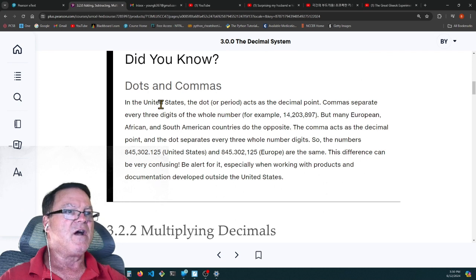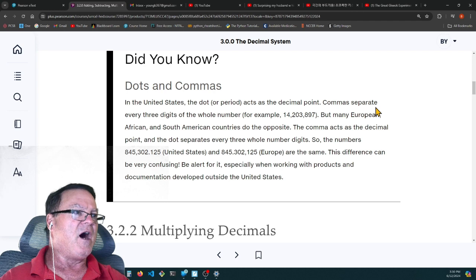Did you know dots and commas? In the United States, the dot or period acts as the decimal point. Commas separate every 3 digits of the whole number. For example, 14,203,897. But many European, African, and South American countries do the opposite. A comma acts as the decimal point, and the dot separates every 3 whole number digits.